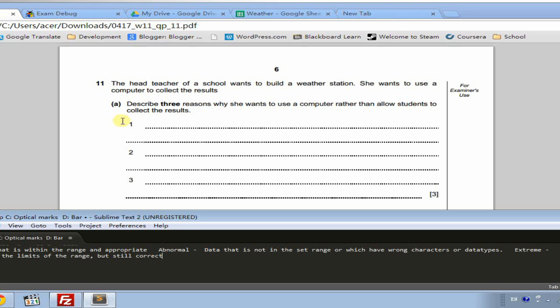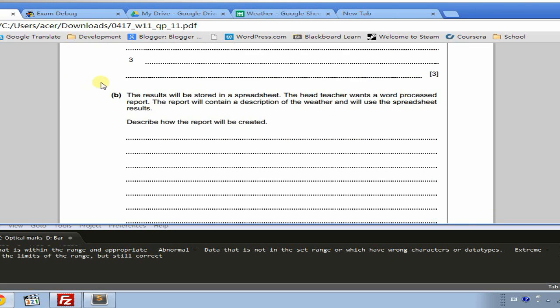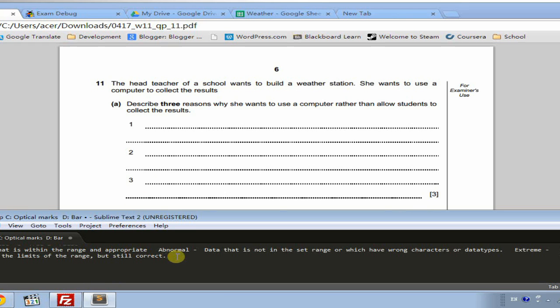So on to question 11. This one's quite a big question, so you've got to be careful. We've got 11 marks in there. So let's have a look at it, but a very important one, just simply on number of marks. So the head teacher of a school wants to build a weather station, and she wants to use a computer to collect these results. Describe 3 reasons why she wants to use a computer rather than allow students to collect the results.